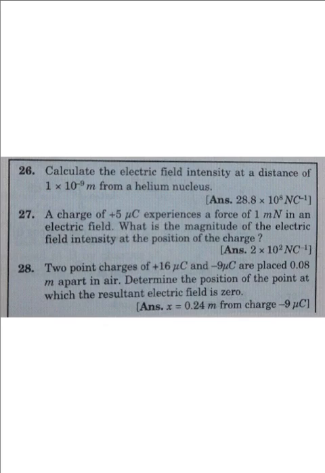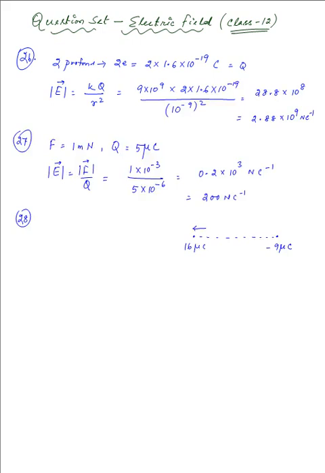Yes, the distance was 0.08. So 0.08 being the distance in meters, and we wish to determine a point where the electric field intensity will be 0. Now, usually when we calculate the electric field intensity, we consider a positive test charge at that point.